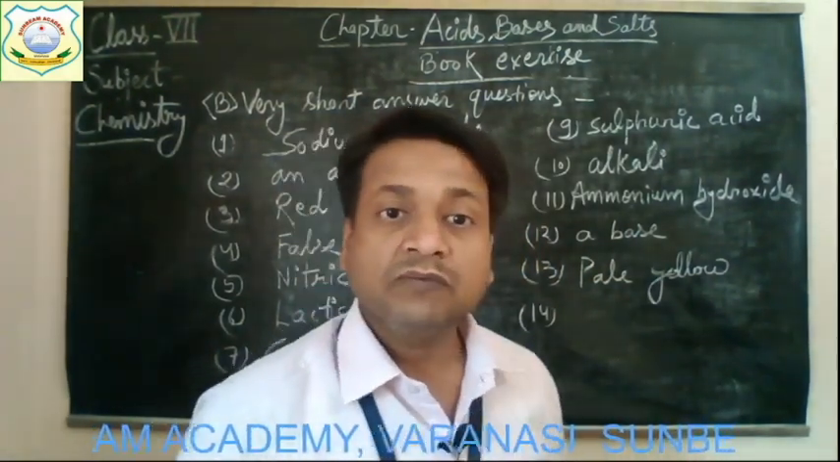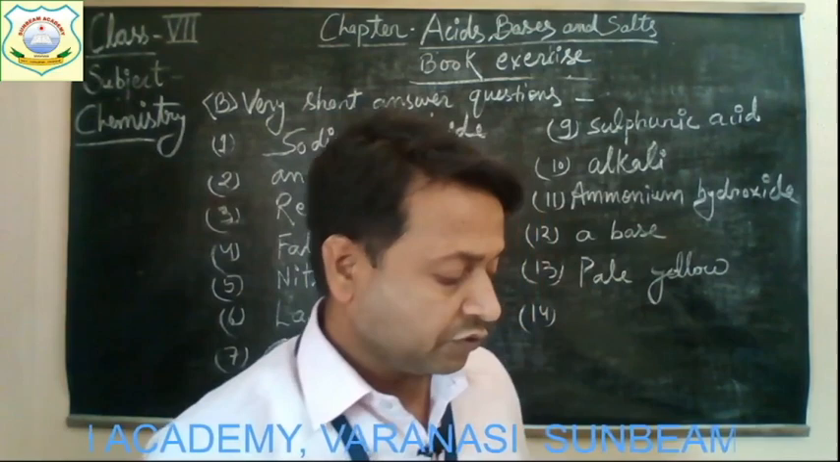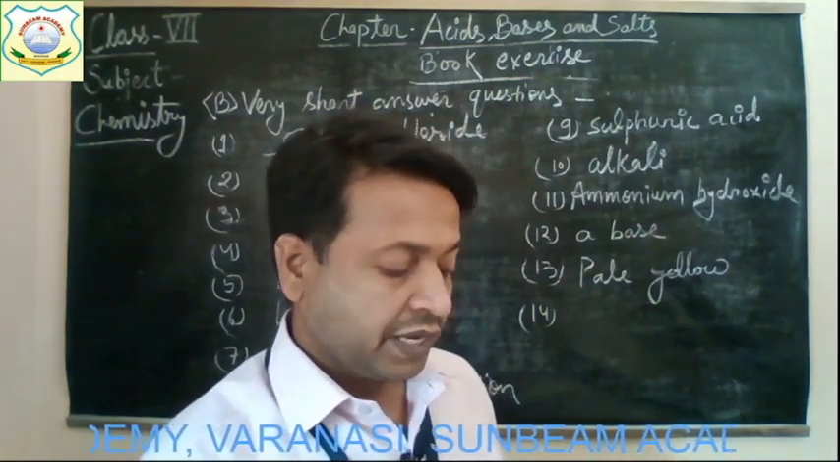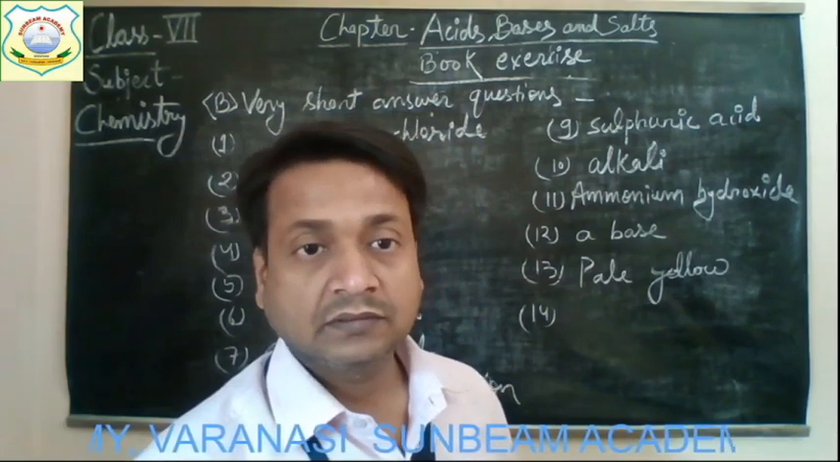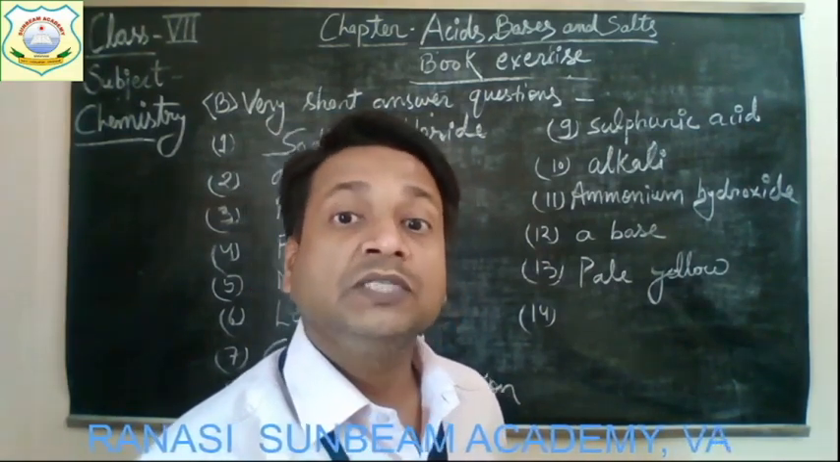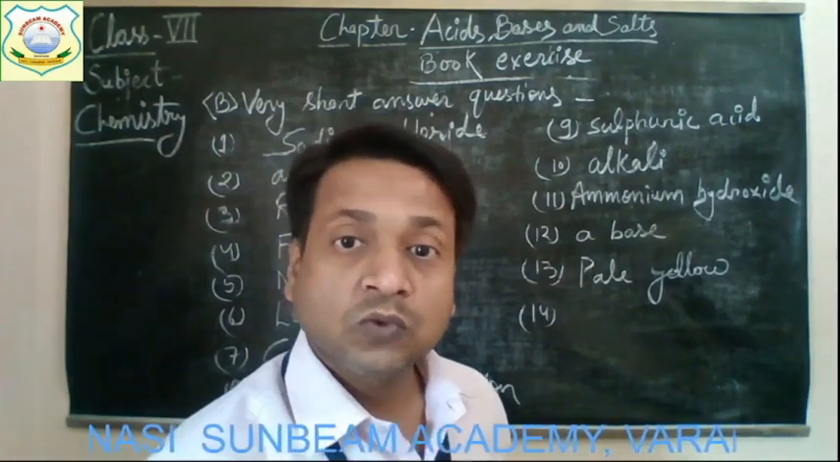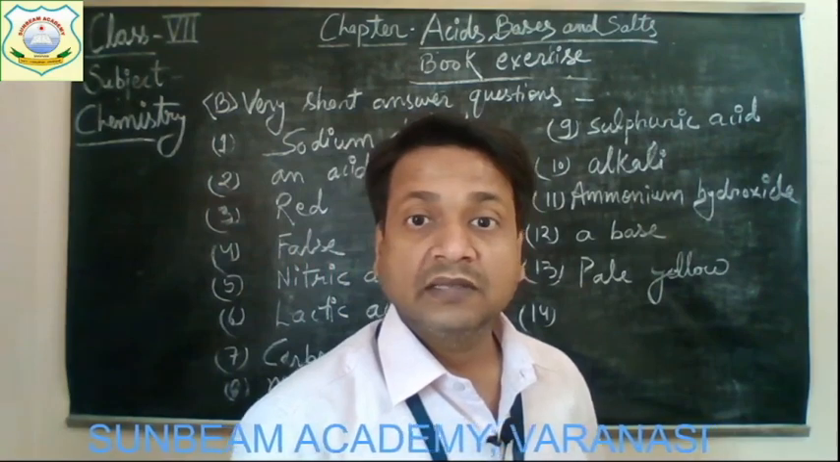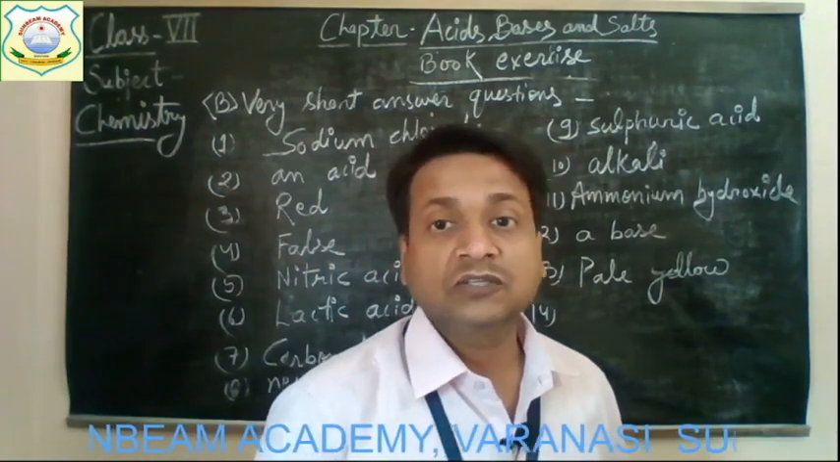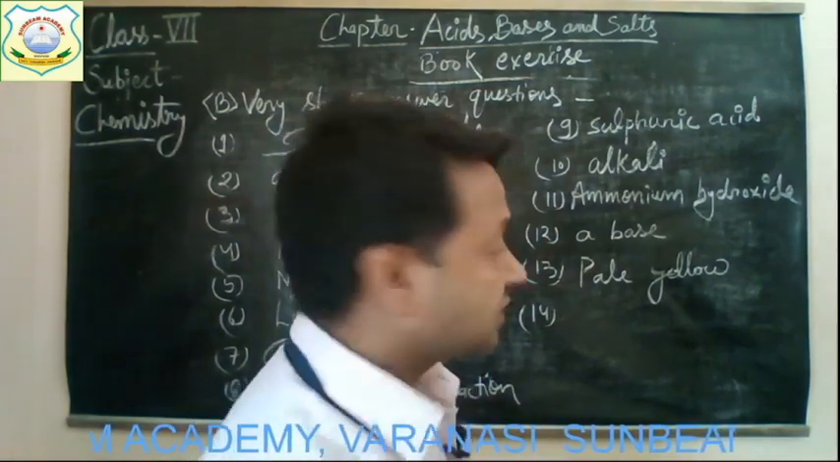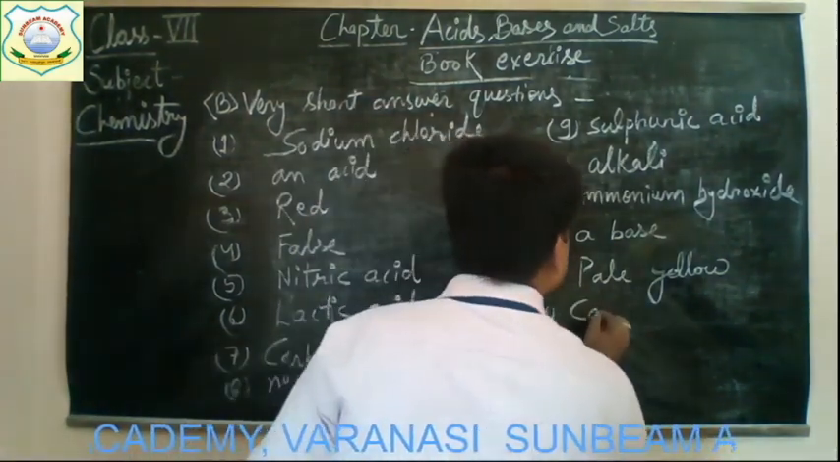Now, the question number 14 is, if you are a manufacturer of soap, which base would you require? Children, here you have to write down the name of the base which is used in soap industries. So remember that in soap industries, caustic soda is the base which is used. So the answer will be caustic soda.